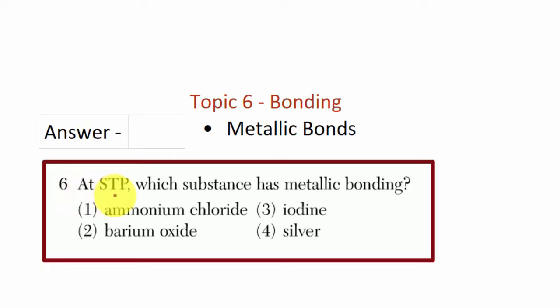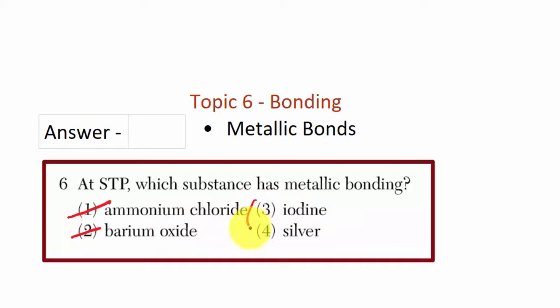Question 6. At STP, which substance has metallic bonding? Well, to have metallic bonding, the substance has to be a metal. So our pure metals are the substances that will illustrate metallic bonding. The first two responses, ammonium chloride and barium oxide, these are both compounds, and in fact they're both ionic compounds. So we're going to rule them out because they're not even elements, so we can't consider them metals at all.